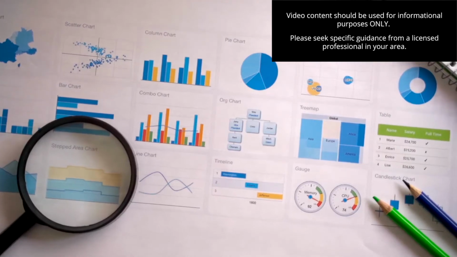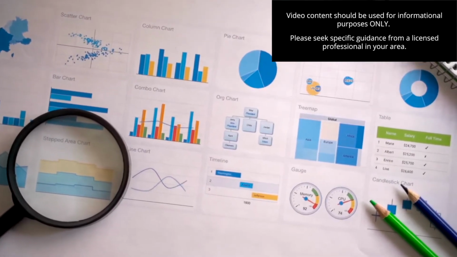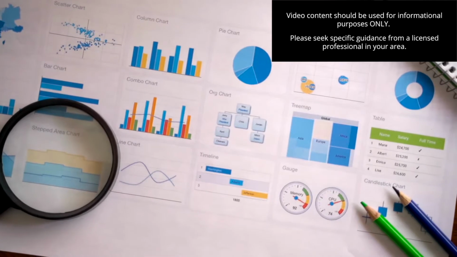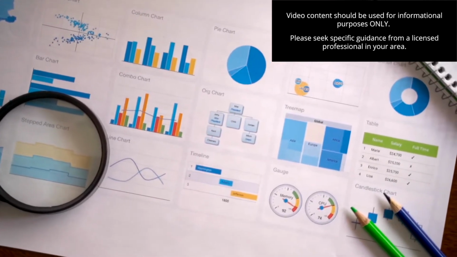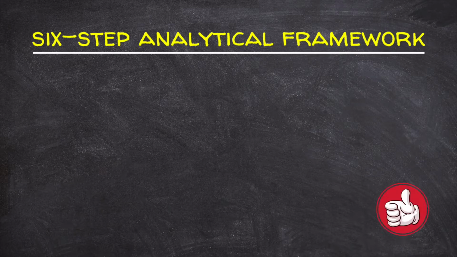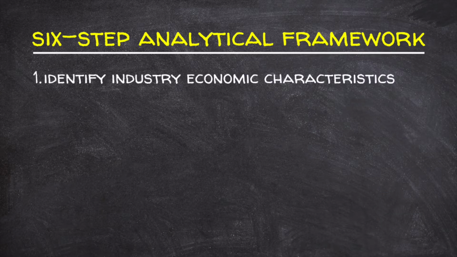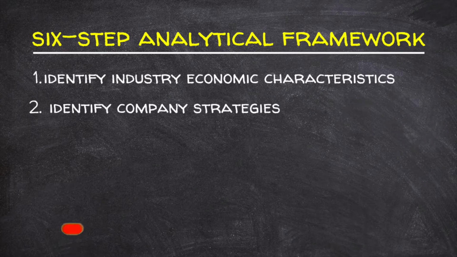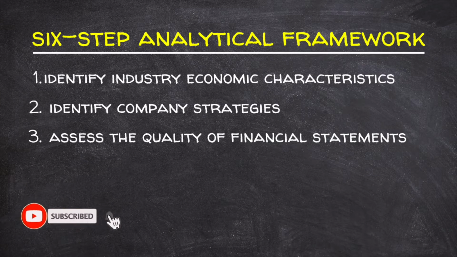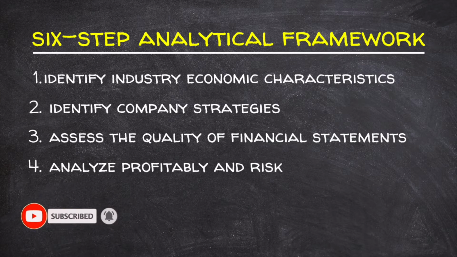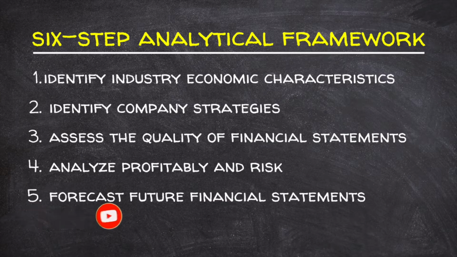Financial statements play a key role in analyzing and valuing a company. The objective of FSA is to assess whether the market is over or undervaluing a firm's shares. Today we'll be covering the 6-step analytical framework to assist in this valuation. Those 6 steps are as follows. You identify industry economic characteristics, identify company strategies, assess the quality of financial statements, analyze profitability and risk, then prepare forecasted financial statements, and finally value the firm.